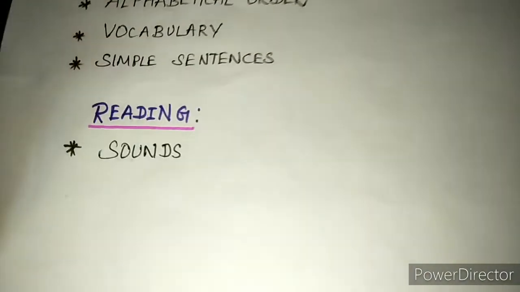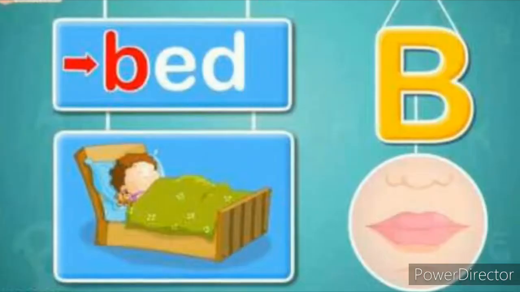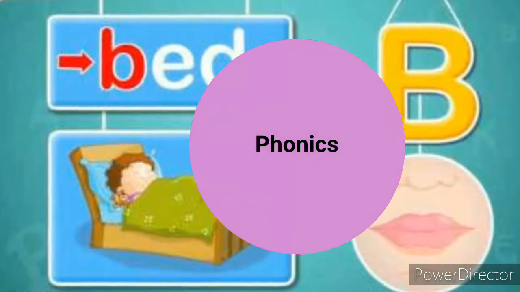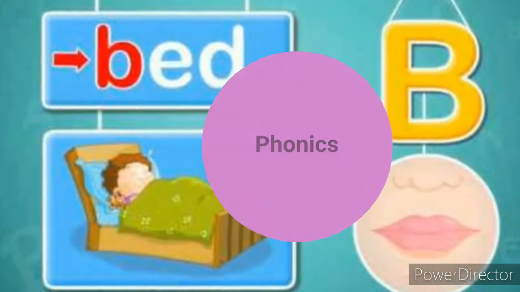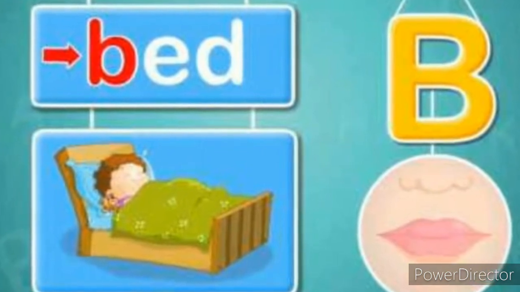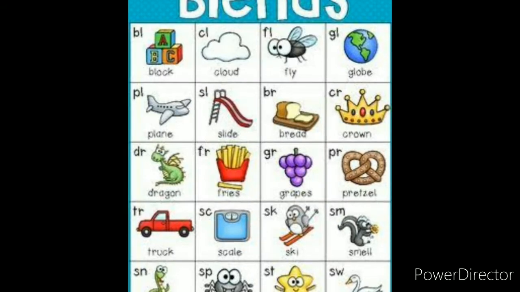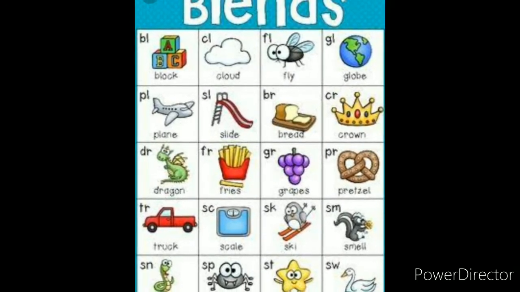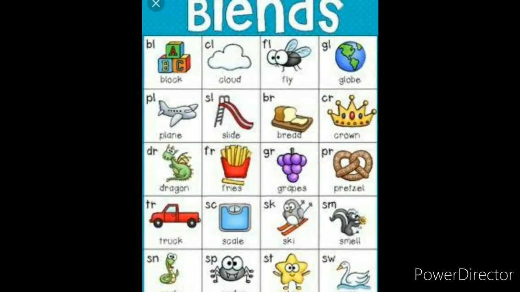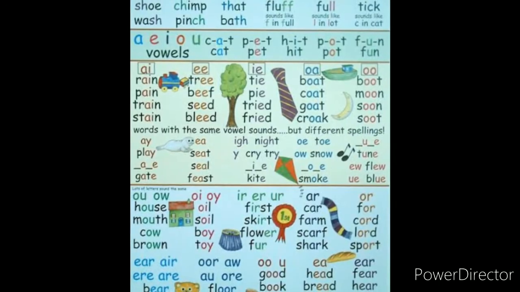Next one is reading. If the child needs to read a book on his own, I don't mean a full book, that is, if the child has to read a word completely or a sentence completely without your help, definitely the kid needs to learn phonics. If the child is good in phonics, then the child can read a book completely without your help. There are three sets of sounds and I can't explain it completely in this video. I will make a separate video on that. Don't miss that video. It's very important for your kids to read.